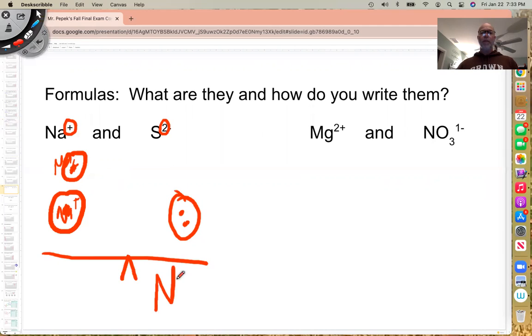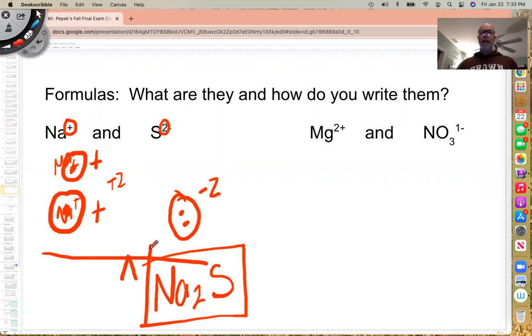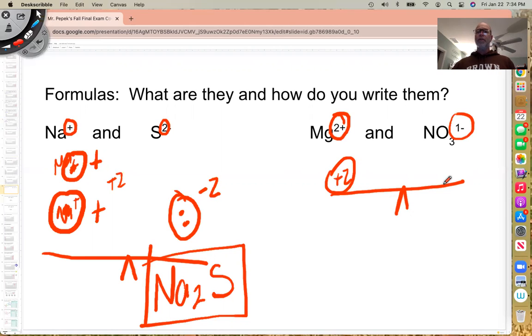So the formula here would be 2 sodiums for every 1 sulfur, because in this case, you'd have a +1 and a +1. And in this case, it's just a -2. And a +2 would equal a -2. Those charges cancel, and there we have a formula. Same thing would happen here. Here we have magnesium. Magnesium's a +2. Nitrate's a -1. Those charges don't balance. So we have cookies with +2 charges over here and cookies with -1 charges over here.